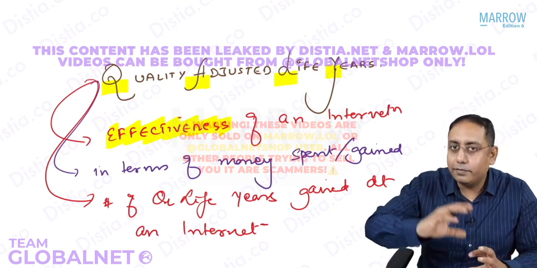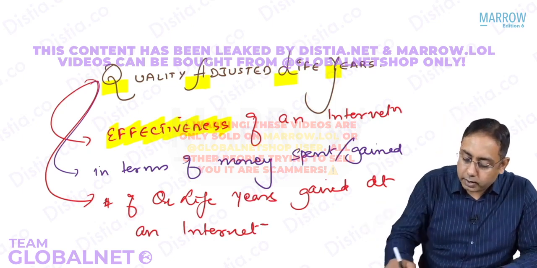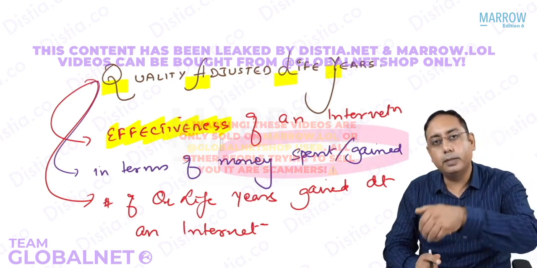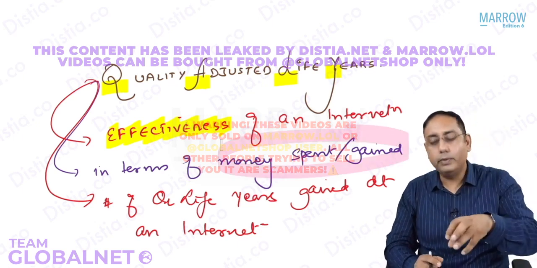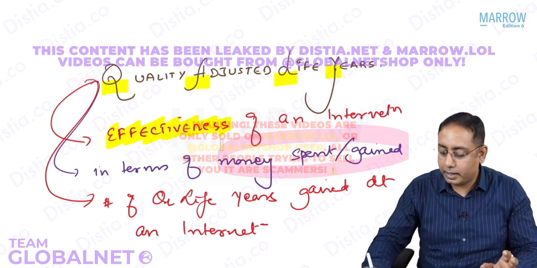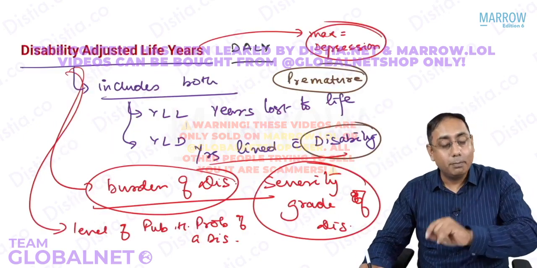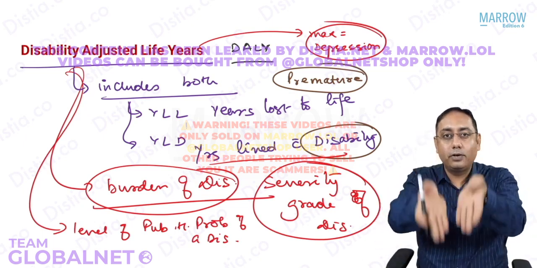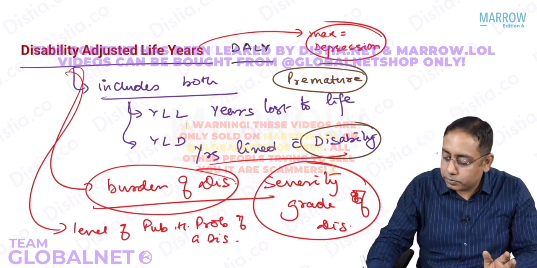It measures the effectiveness of the intervention. It talks to you in terms of the money spent, money gained. That is what the MCQ was. What do you mean by QALY? QALY will talk in terms of the money spent, money gained. DALY does not talk in terms of the money spent, money gained. It tells you about the burden of disease on the population. That is what a DALY is.